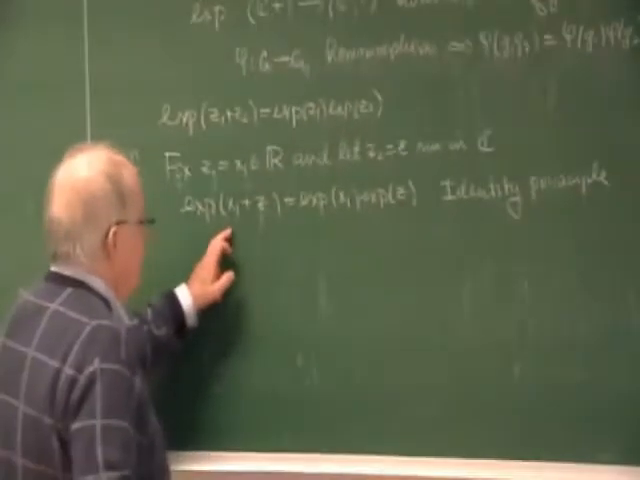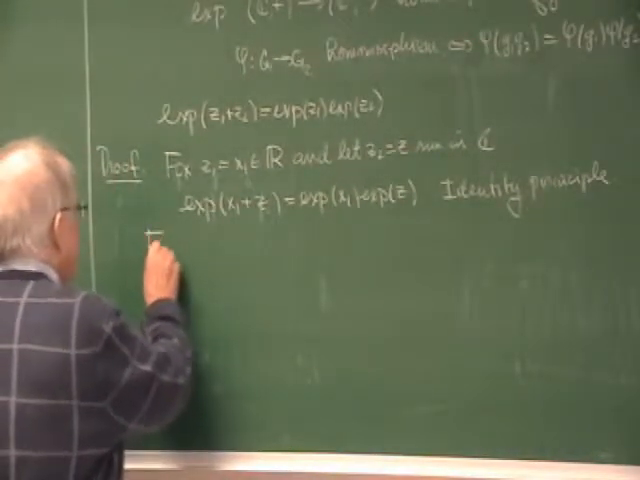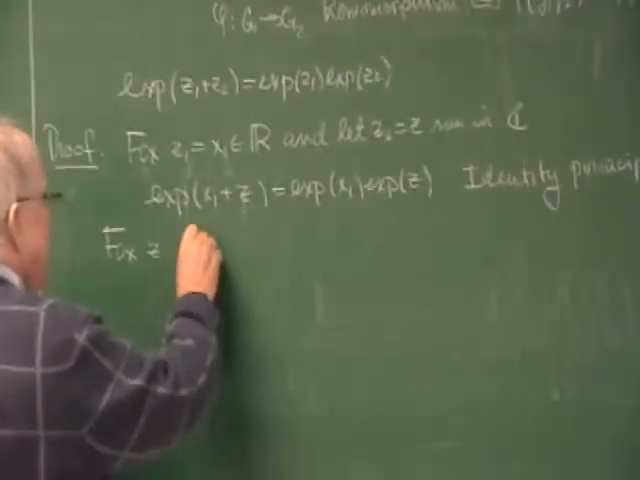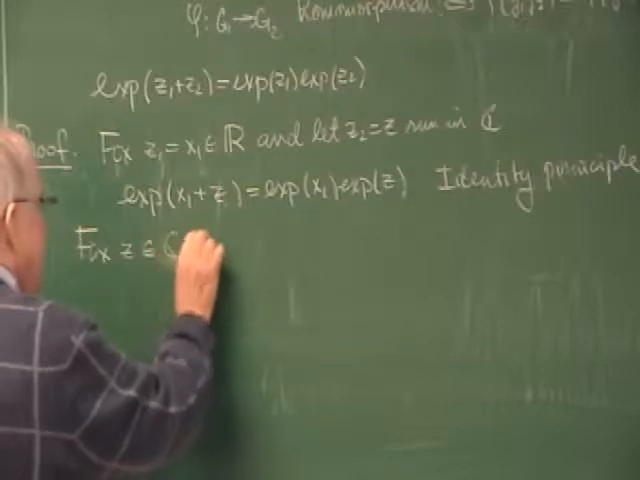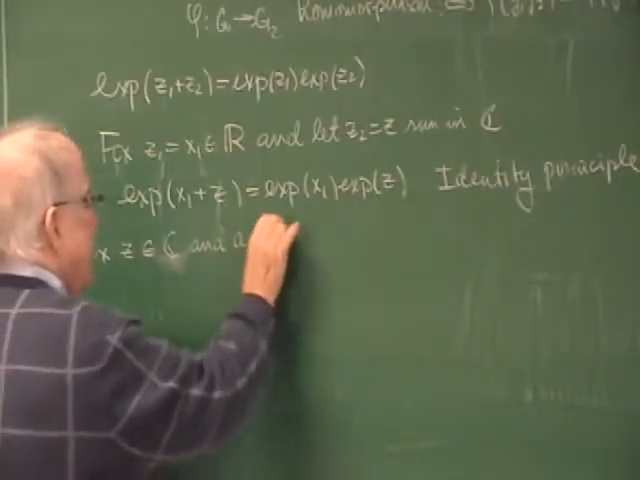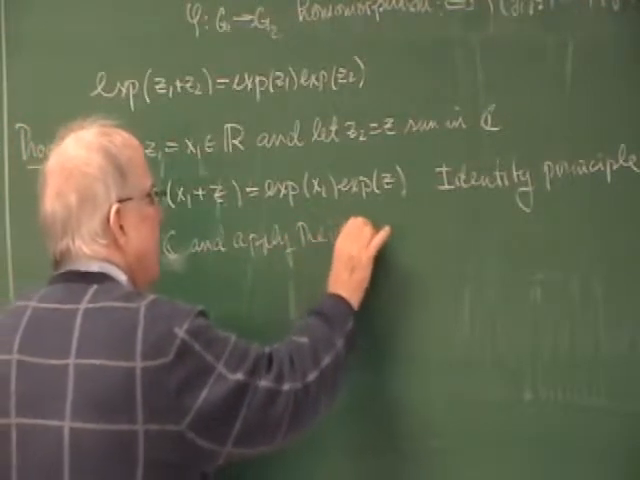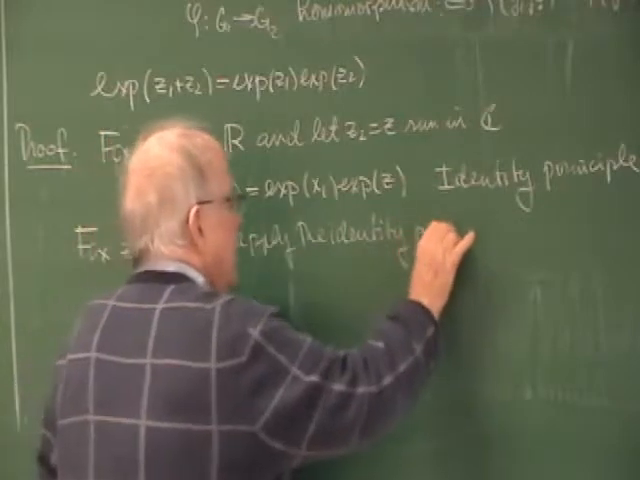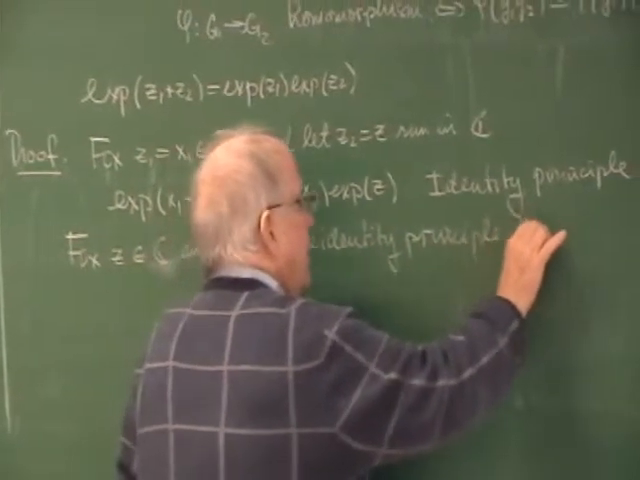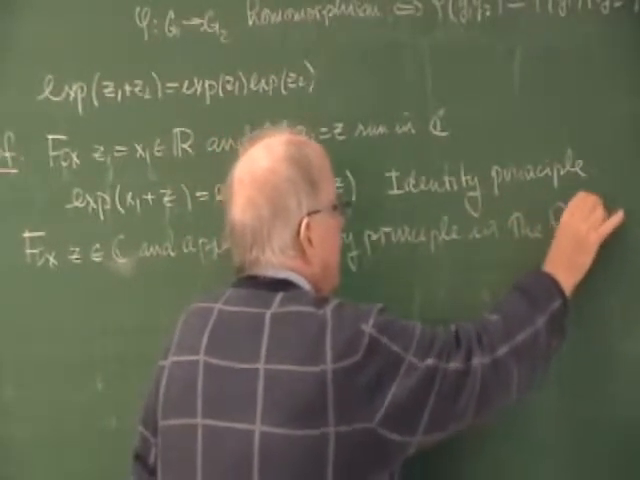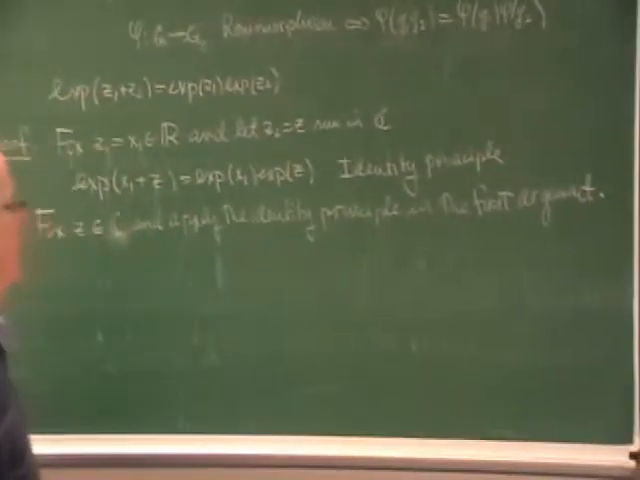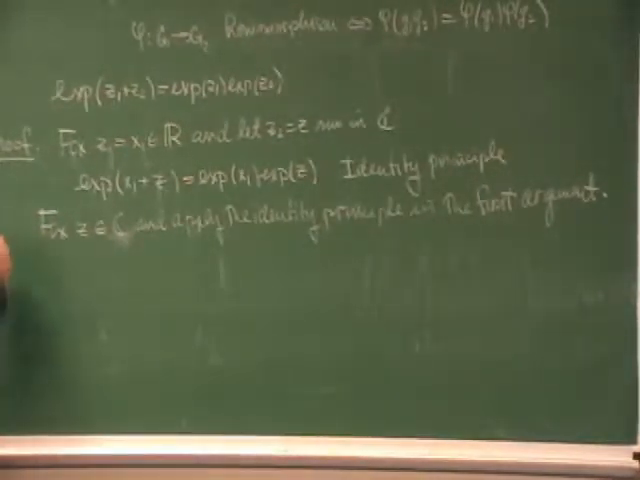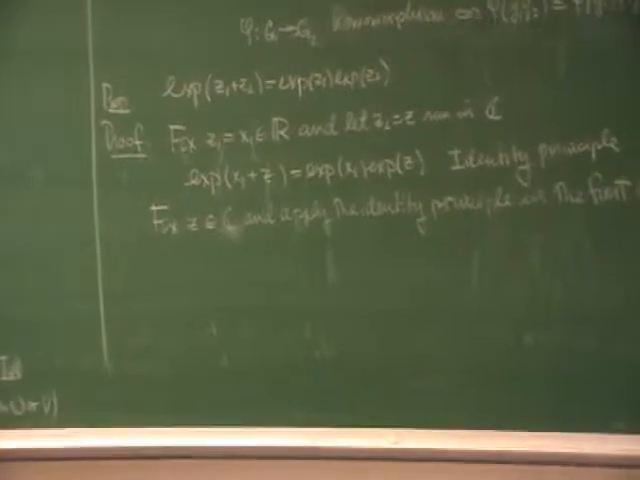So the identity principle proves this, and now fix z, and again apply the identity principle to the first argument. Fix z and c, and apply the identity principle to the first argument. So that proves this fact, which maybe we call this proposition. It's important.